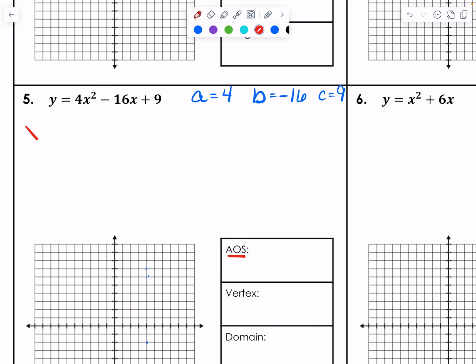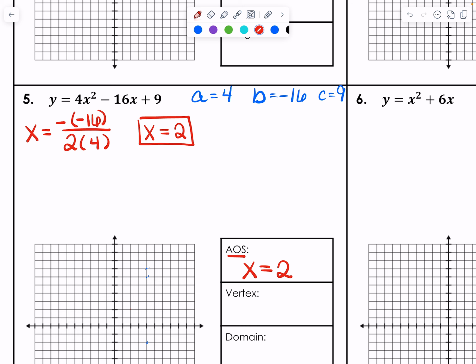So to find the axis of symmetry, we have x equals negative b divided by 2 times a. Our b value is negative 16. Our a value is 4. So negative and negative 16 makes a positive 16. 16 divided by 8 gives me x equals 2. Okay? So the axis of symmetry is x equals 2.